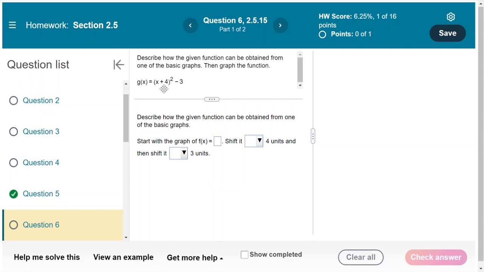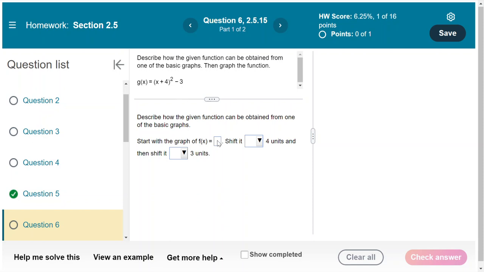So here on question 6, you can see that the basic function is f of x equals x squared. It's the squaring function. But then this plus 4, because it's inside with the x, it's part of what's being squared. It's going to cause a horizontal shift. Again, these are the ones that are going to go the opposite of what we might expect. So here we're going left 4. And the minus 3 out here is going to cause a vertical shift. And in this case, it'll be down 3.